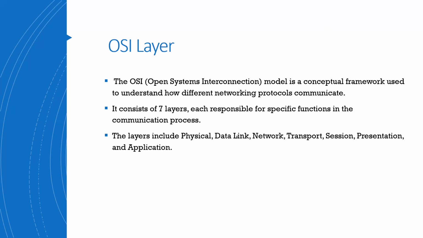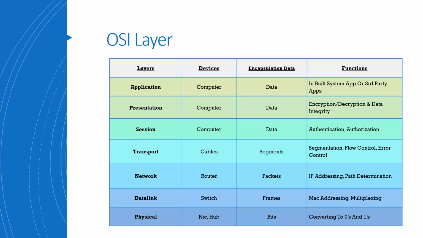OSI layer. The OSI model is a conceptual framework used to understand network interactions. It consists of 7 layers, each with specific functions. In the OSI model, we have the physical layer, which is the first layer, the data link layer, which is the second layer, the network layer, third layer, the transport layer, fourth layer, the session layer, fifth layer, the presentation layer, sixth layer, and the application layer, seventh layer.